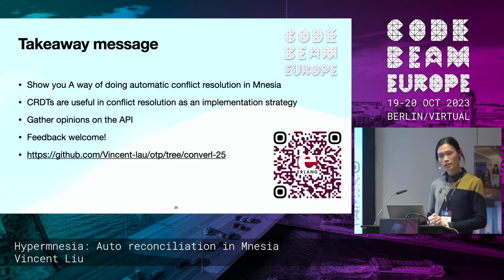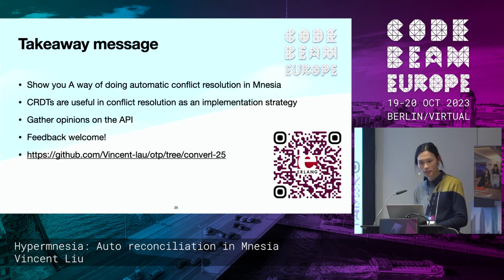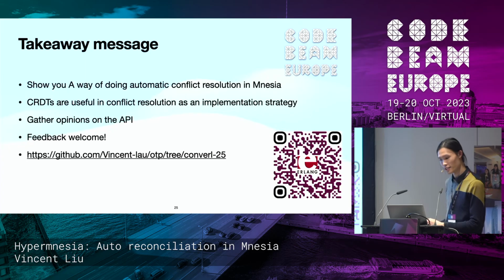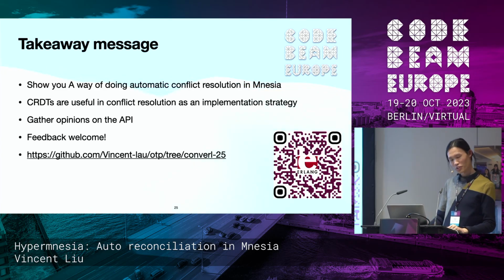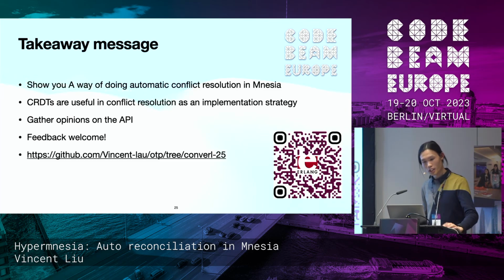And I've also introduced CRDTs. CRDTs are quite useful in handling this kind of issue. Maybe in a future project you encounter this kind of issue, and you can use, or at least think about, CRDTs as a design choice of your project. I also want to gather opinions on the API, because this is still a research prototype at this stage. I'm looking to make it into the main branch of OTP, but it's still ongoing. If there's any feedback or ideas on how we can make this API easier for you to use, please do let me know.